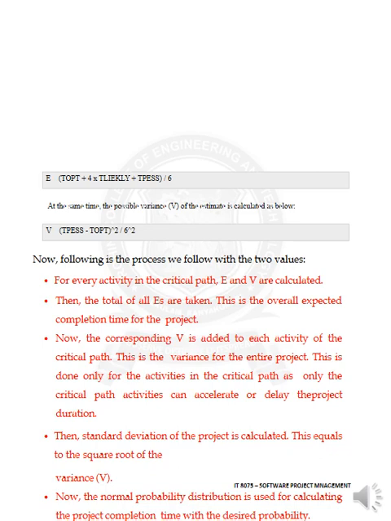The same way, the variance is calculated. So for every activity in the critical path, E and V are calculated. Then the total of all E's is taken. This is the overall expected completion time of the project. Now the corresponding V is added for each activity of the critical path. This is the variance for the entire project. This is done only for the activities in the critical path, as only the critical path activities can accelerate or delay the project duration. Then the standard deviation of the project is calculated. This is equal to the square root of the variance.